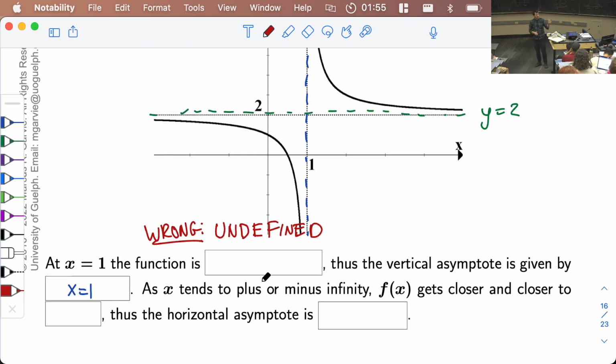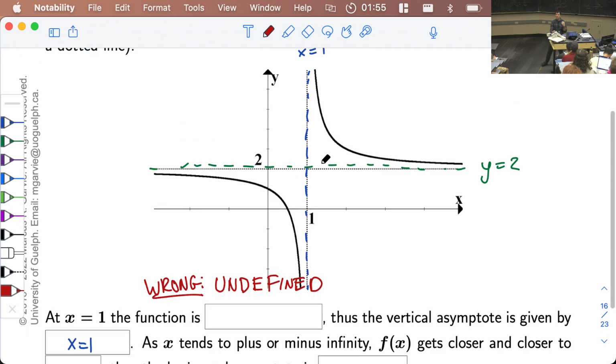The statement, the function is undefined, thus the vertical asymptote is x equals 1, is a bad statement. That is not true. Some functions that are undefined have a vertical asymptote. Some functions that are undefined don't have a vertical asymptote. So the fact that the function is undefined here does not help you figure out if there's an asymptote. And I'll give you an example.